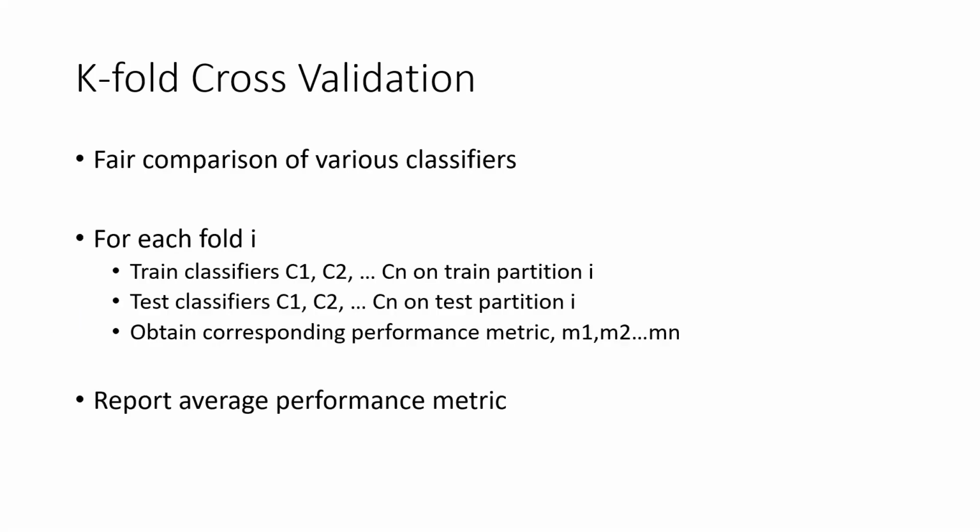So this is what I summarize here: you go into each fold. For each fold, train these classifiers, C1 to Cn, whatever classifiers you have, on the train partition i, and then test the same classifiers on the test partition i, and then you can obtain the corresponding metrics, M1, M2, Mn, corresponding to these classifiers, and then report the average performance metric. Now, I'm not going into the details of how to compare the performance of the classifiers. That is a separate discussion.